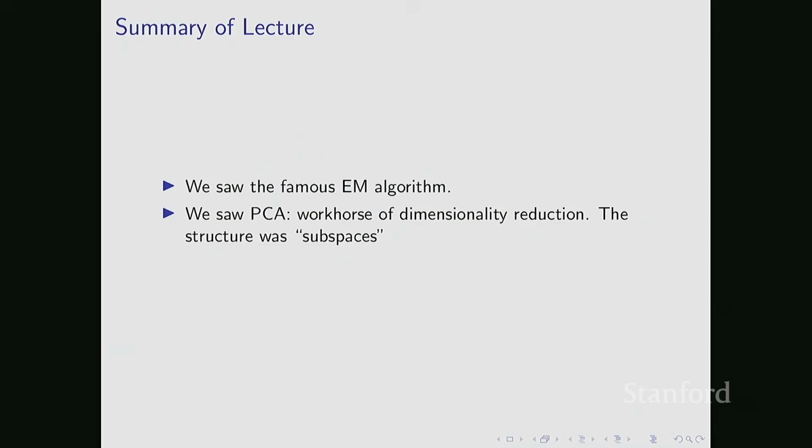So we saw the famous EM algorithm. This is something I wanted to show you because you decompose these things in latent variables. It's the workhorse that people use all the time. It's kind of the fallback that people are going to use. We saw PCA, which is a workhorse of dimensionality reduction. The substructure for PCA was subspaces. The substructure for EM was these latent probabilistic models that we were able to solve.